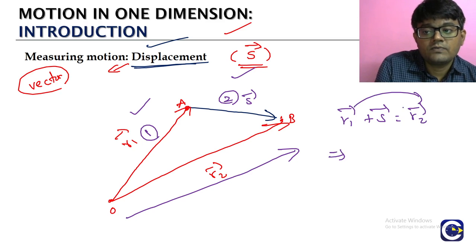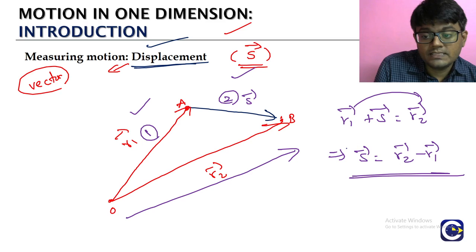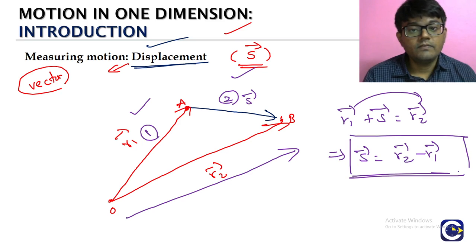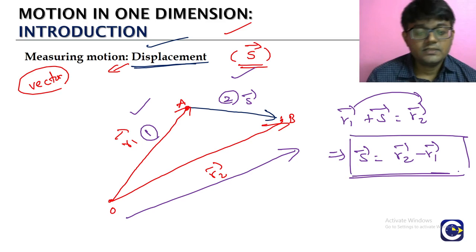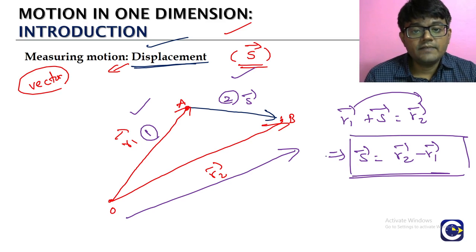So we will just rearrange. We will take R1 to the other side. So what are we going to get? S bar is equal to R2 bar minus R1 bar. This is a very important relation. Whenever there is a change in position, the displacement vector is given by what?